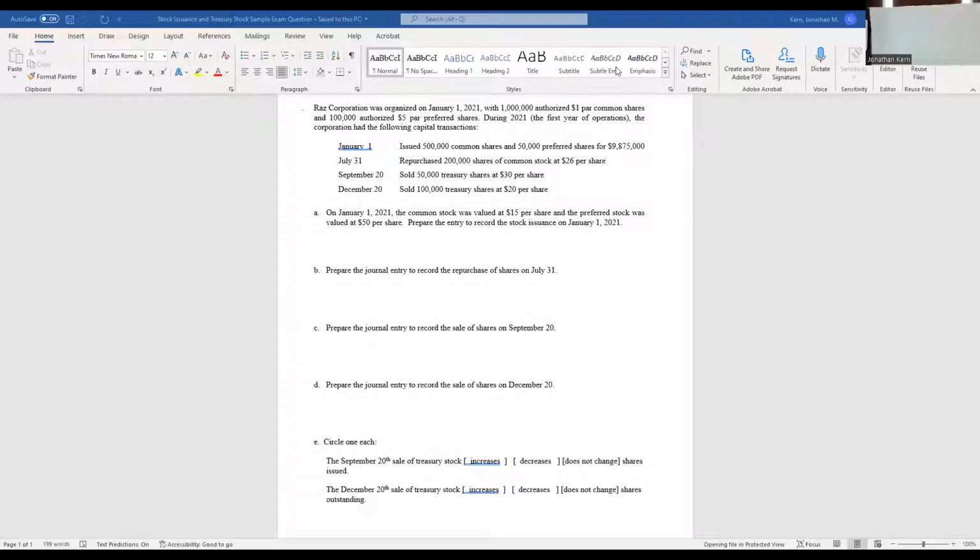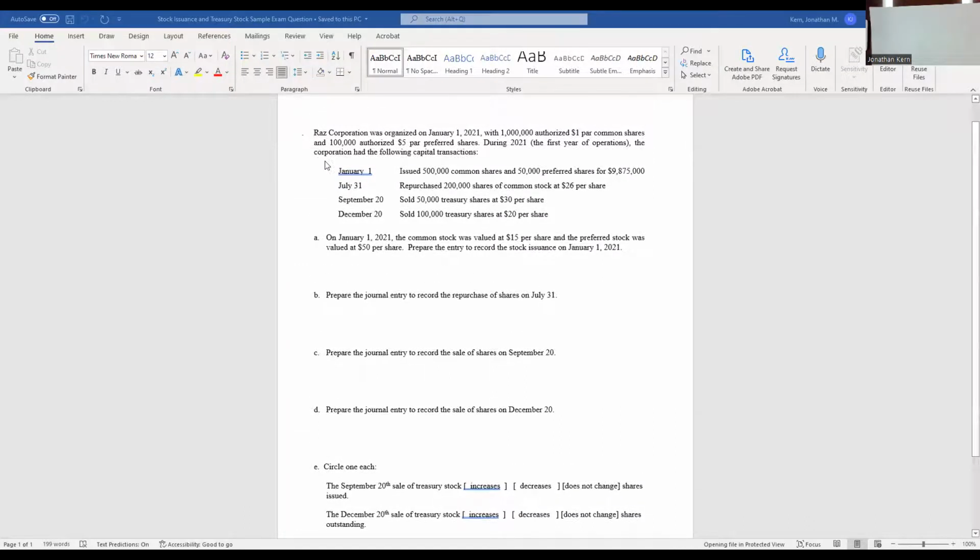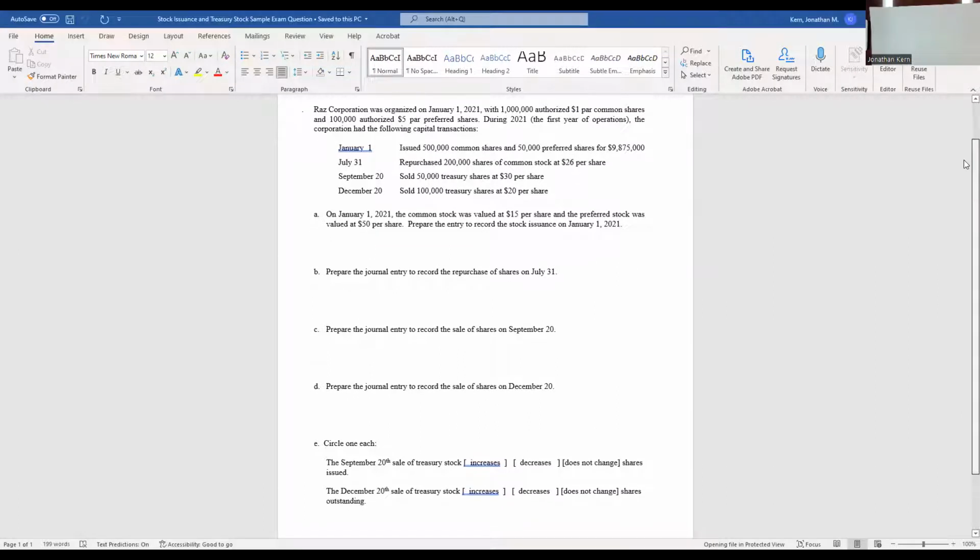Hello, class. In this session, I'm going to work the sample exam question related to issuance of stock and how we deal with purchases and resales of Treasury stock. So here's the question. I'm just going to read the question in the fact pattern, and then I will work the various steps on paper.